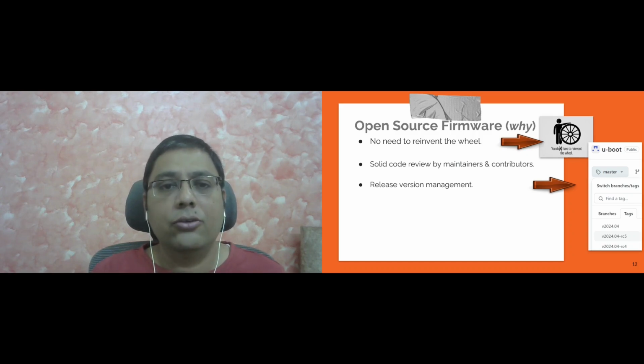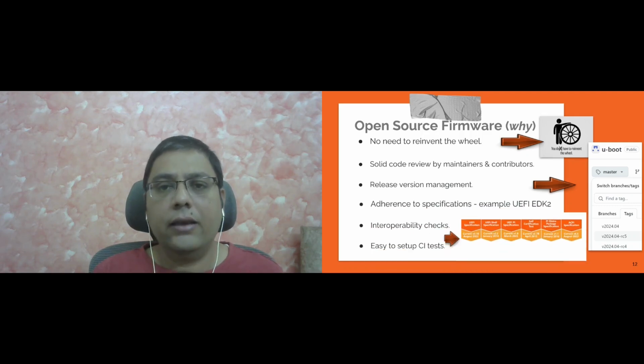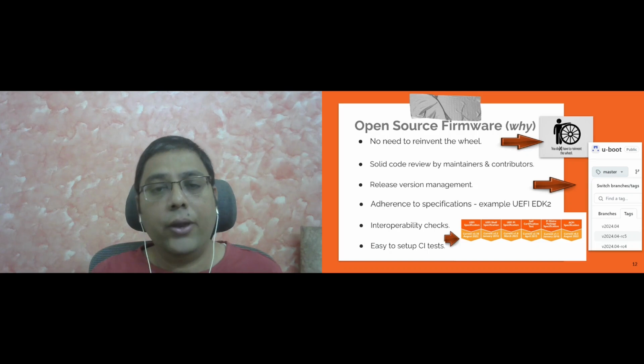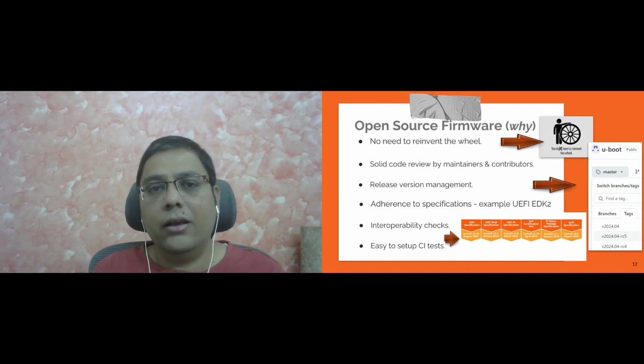Another aspect is that boot firmwares like, for example, UEFI, adhere to written specifications and their open source implementations. For example, the EDK2 TianoCore can be run with other firmware or software stacks for quick interop checks. So these are the advantages that open source firmware really provides us.